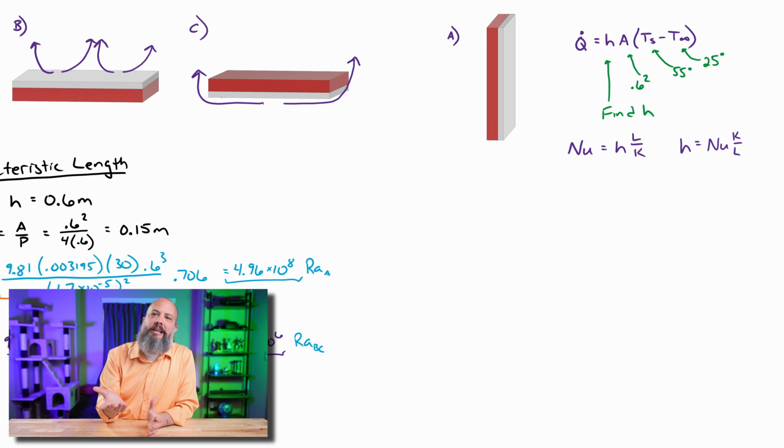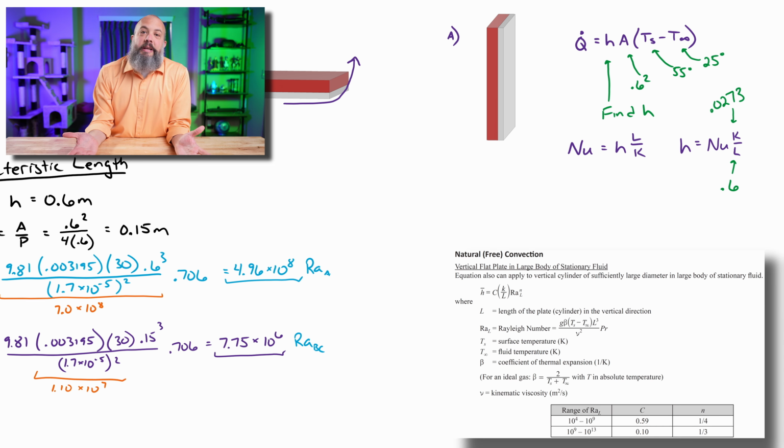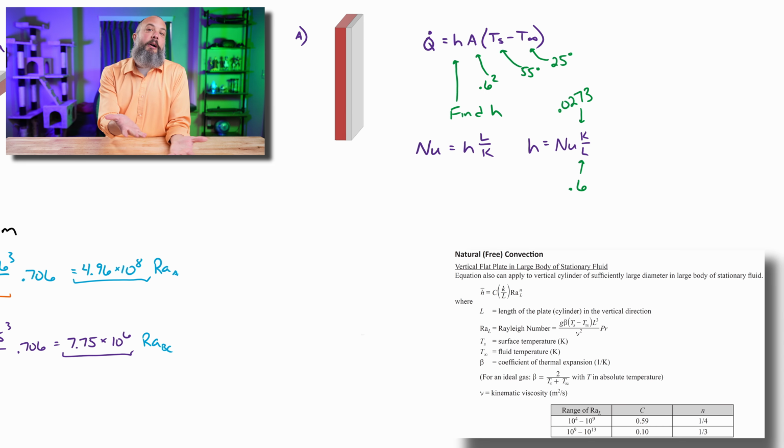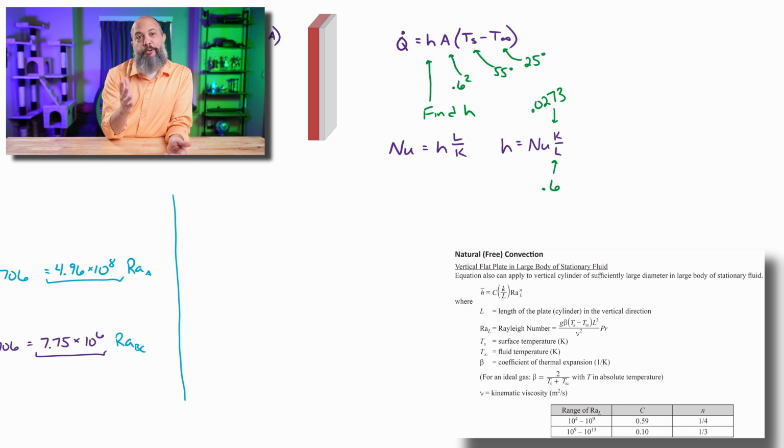And k, again, we can look up in the back, get 0.0273. The characteristic length here, 0.6. So we just need to find the Nusselt number, and then we'll get the rate of heat transfer. So the first equation that I'm going to use is the one that's in the FE reference manual, which is kind of a clue that it's the easiest one, but also maybe the least accurate one. I'm also grabbing the version that's from the Cengel textbook here.